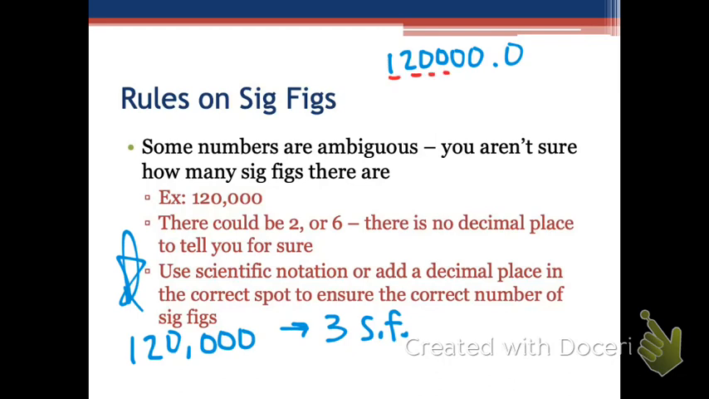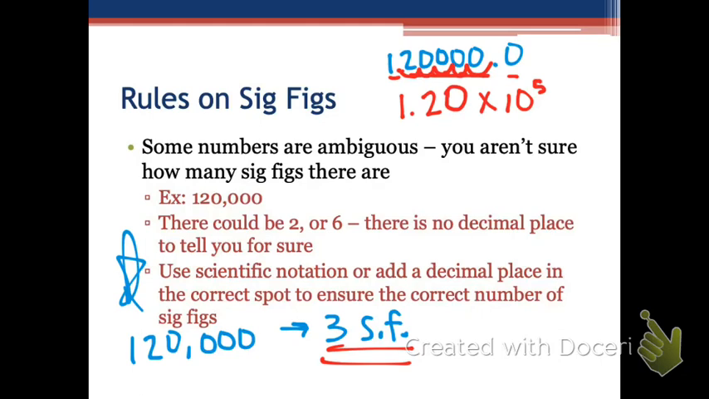1, 2, 3, 4, 5, 6, 7. These zeros are between digits. This one's significant. It's after the decimal place to the right. So that's 7 Sig Figs. Does that work with what I wanted? I have to put it into scientific notation. If I'm only allowed 3 significant figures, I have to do 1.20 times 10 to the 1, 2, 3, 4, 5. Okay, does that make sense how I fixed the ambiguous number?